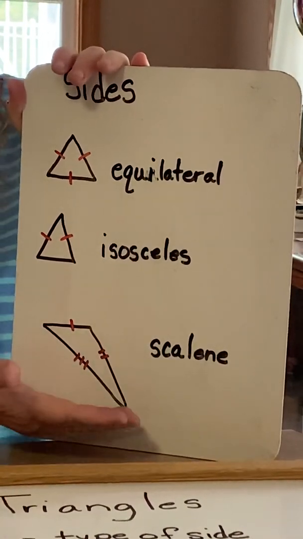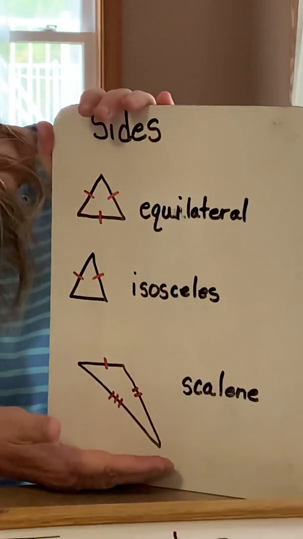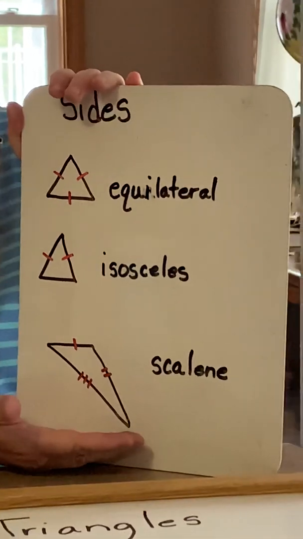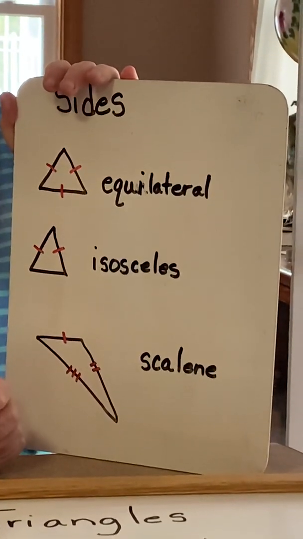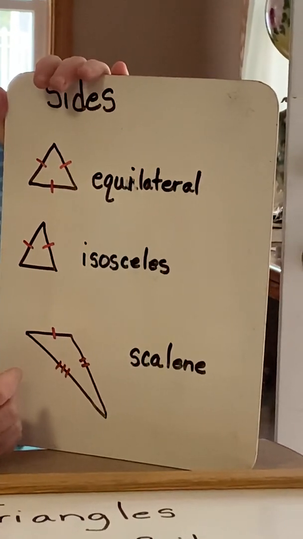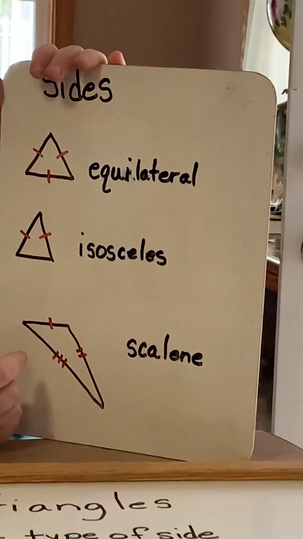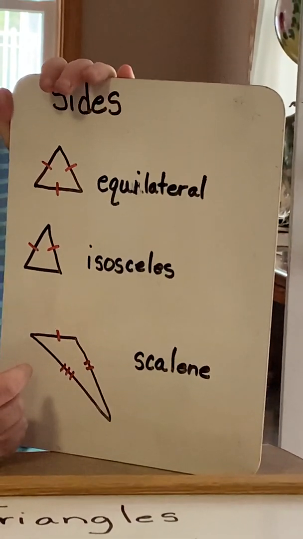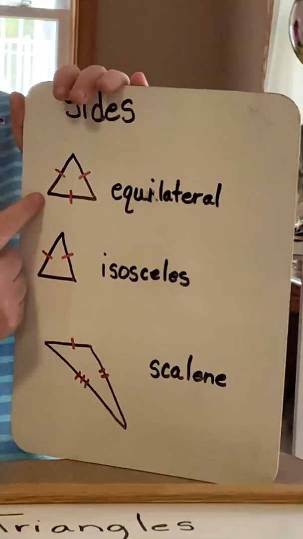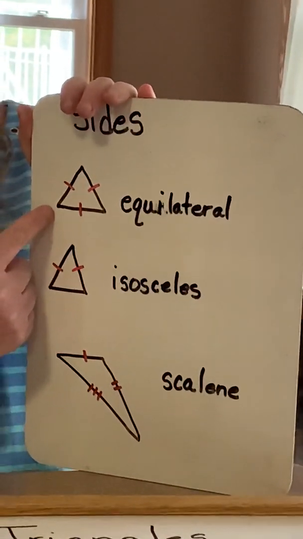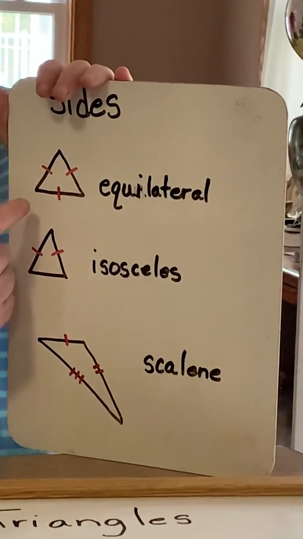Now, you can have a scalene isosceles triangle. You could have a scalene right triangle. You don't usually have an acute scalene, because you usually have to have an obtuse or a right angle on there. Equilateral triangles always will have acute angles.